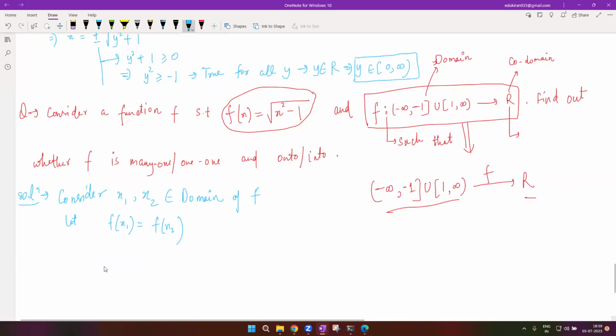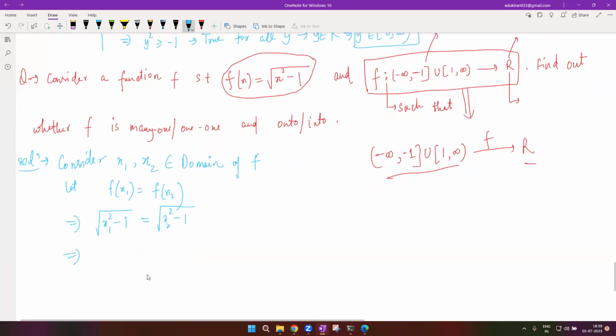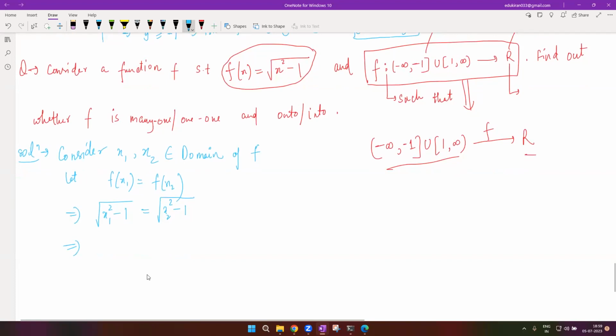Because they have provided me the expression already, I would put x1 in place of x in that expression. This becomes f(x1) is equal to root over x1 square minus 1, and then f(x2) would become root over x2 square minus 1. I'll solve this equation. After solving, if I get only one answer, which is x1 is equal to x2, then the function will be one-one. And if I get two answers and both of them are valid, then I'll say that this function is many-one. So let's solve this.